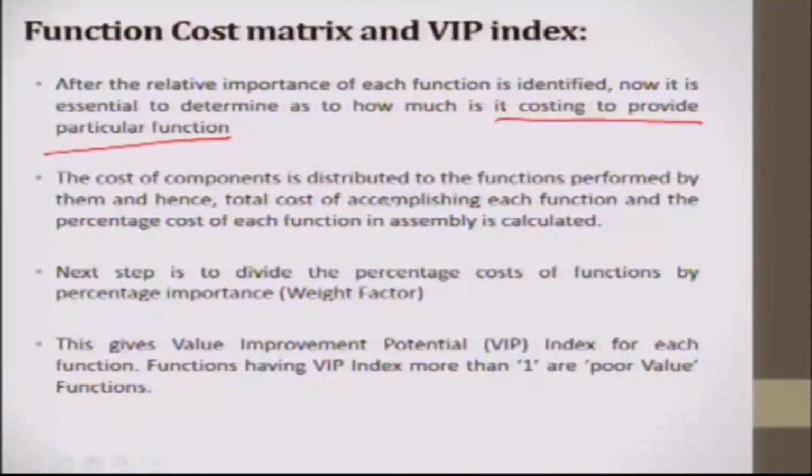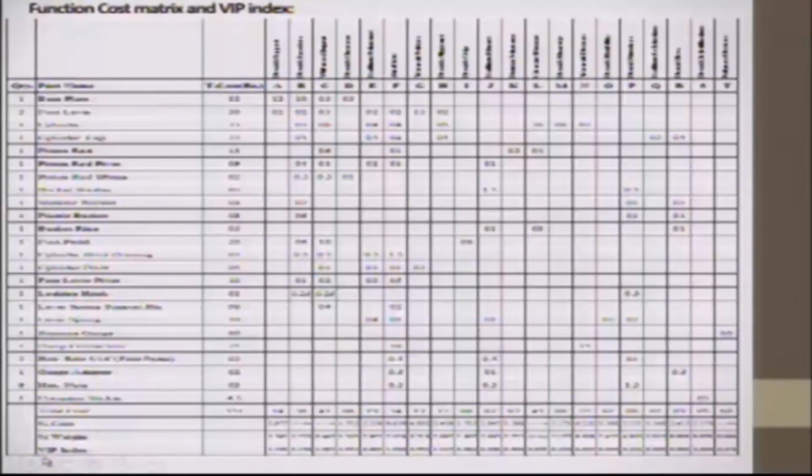The cost of components is distributed to the functions performed by them, and hence the total cost of accomplishing each function, and percentage, is taken here. So we will come up with value improvement potential. I will show you with this chart. This base plate has functions A, B, C, D in it, that is provide support, provide location, withstand impact, and so on. And the foot lever has functions A, B, C, E, F, G and H.